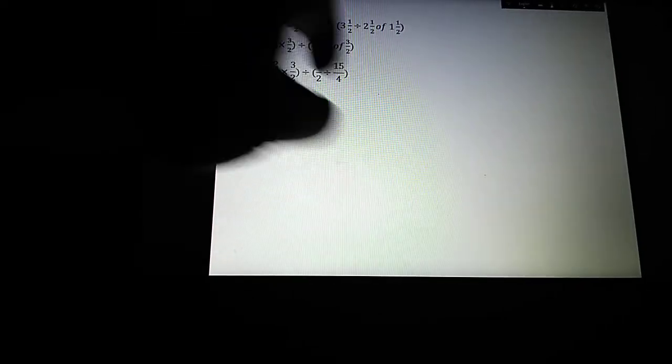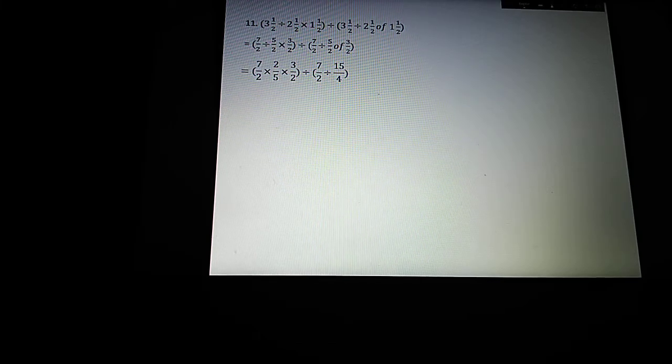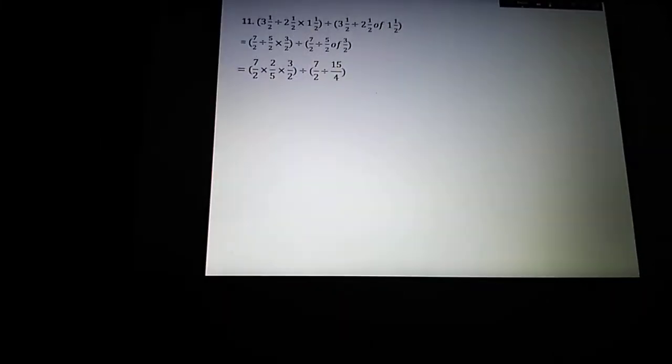And now we have to do the work of 5 by 2 of 3 by 2. Actually, both of and multiplication have the same work. 5 by 2 of 3 by 2, we have to multiply 5 and 3, and it turns to 15, and 2 and 2 turns to 4.